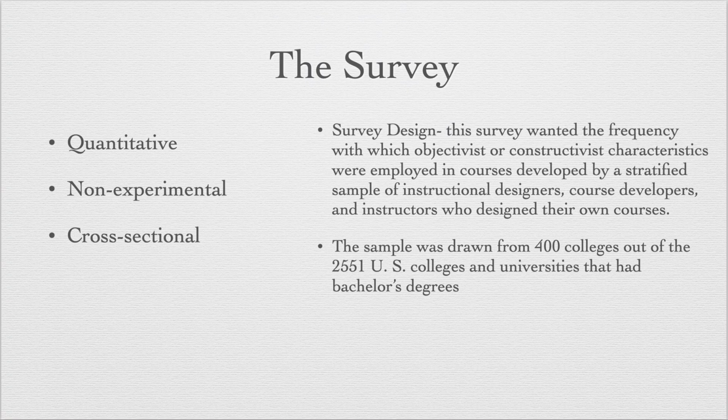So let's talk about the survey. The survey examined the frequency with which objectivist or constructivist characteristics were employed in courses developed by a stratified sample of instructional designers, course developers, and instructors who designed their own courses. The sample was drawn from 400 colleges out of the 2,551 U.S. colleges and universities that had bachelor's degrees. The study was quantitative, non-experimental, and cross-sectional.